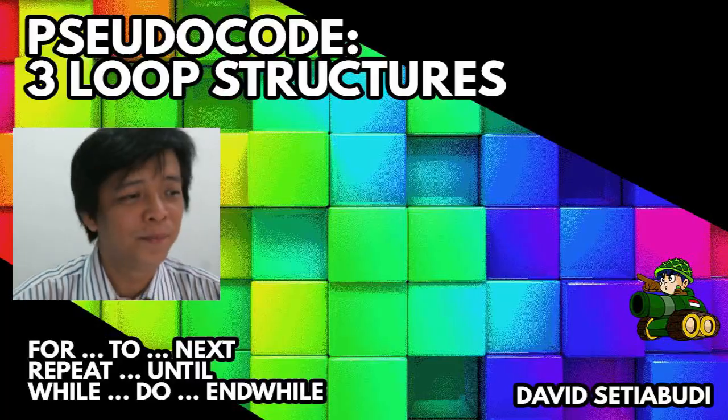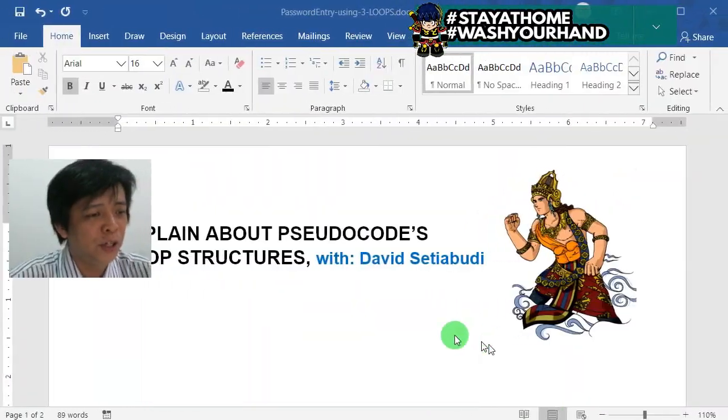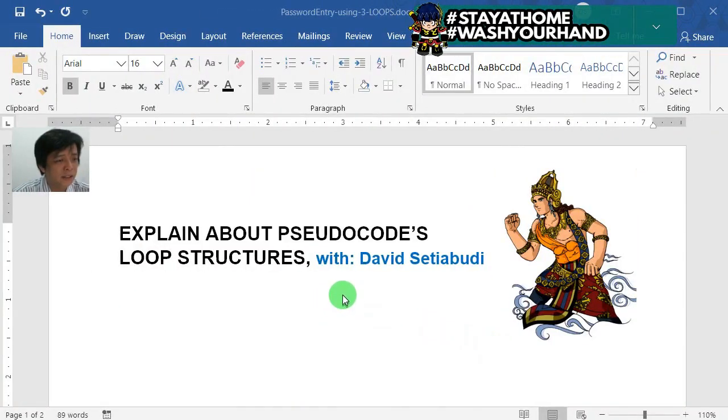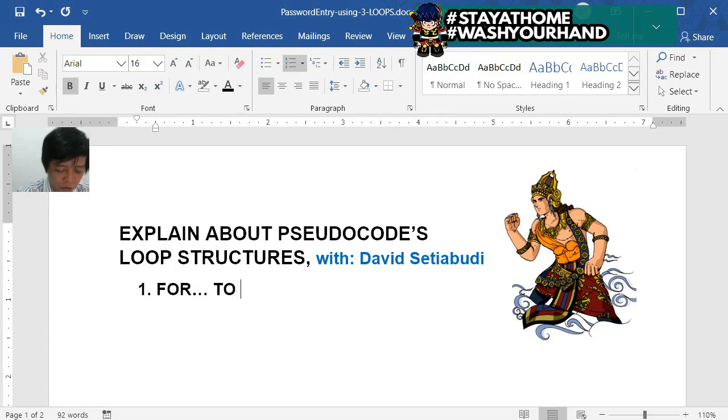Let's begin. Now, as you know, there are three types of loop structures. The first one in the pseudocode loop structures is FOR, TO, and NEXT. For to next. This is the first one.